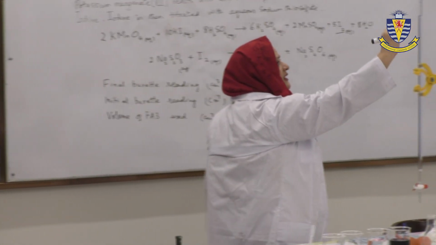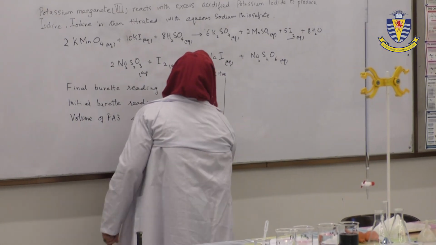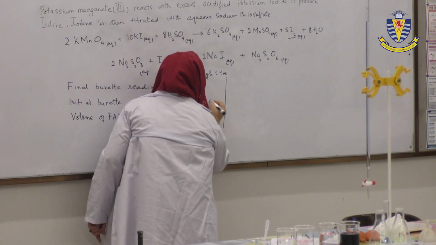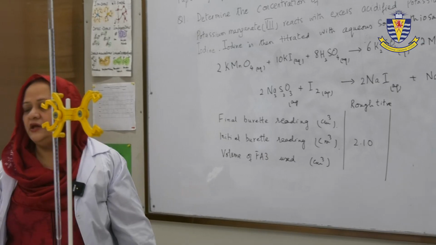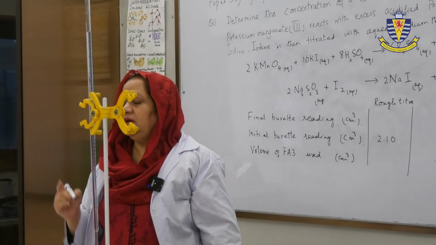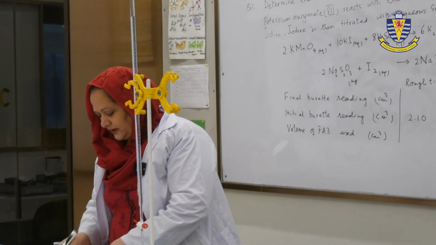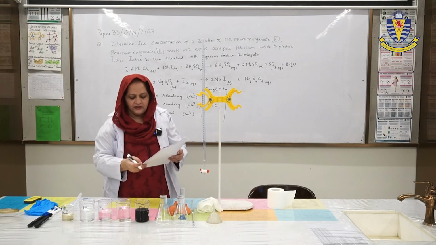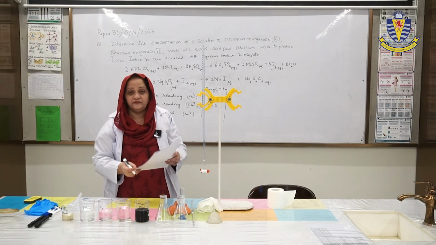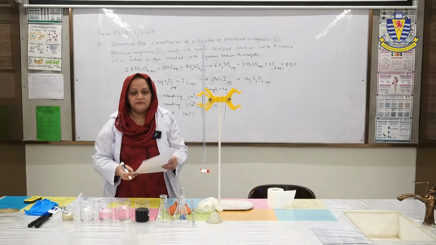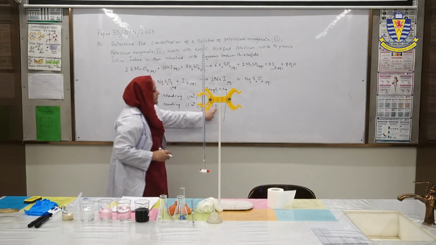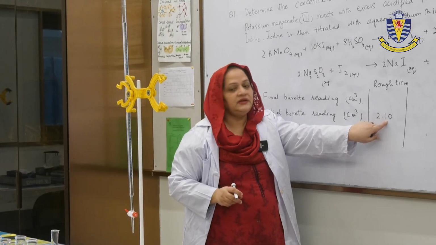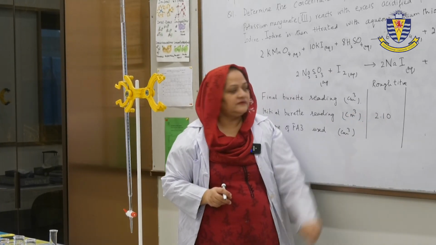My initial reading is 2.1. Remember this, don't forget to write the burette reading in 2 decimal places. It is one of the marks in the first column, the 7 marks of the first part, that you will get 1 mark for writing the burette readings in 2 decimal places.